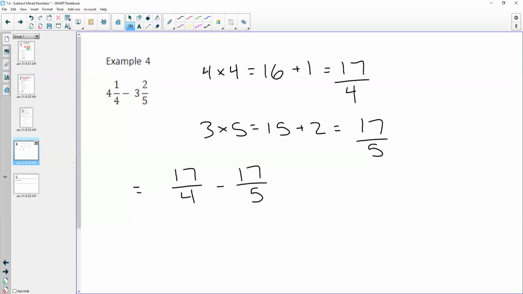Okay, we do not have a common denominator. So I'm going to multiply the 17 over 4 fraction by the denominator of the fraction we're trying to operate on, 17 over 5. So I'll multiply 17 over 4 by 5. And then, to get 17 over 5 to have a common denominator with 17 over 4, I'm going to multiply 17 over 5 by the denominator of the fraction I'm trying to operate with. So 17 over 5 multiplied by 4.